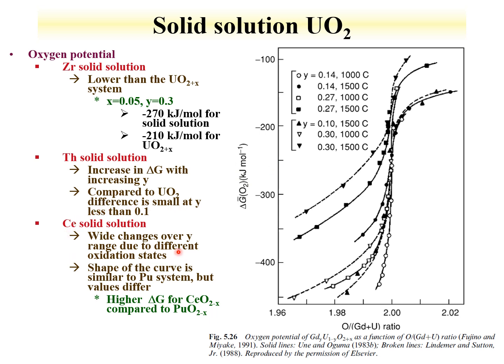Cerium has also been studied. The shape of this curve is similar to the plutonium system, but the value is different. So what this means is that there's data available to determine for uranium-containing solid solutions the ratio of oxygen to the metals. And this is done through evaluation of thermodynamic data, and in this case, the Gibbs free energy.